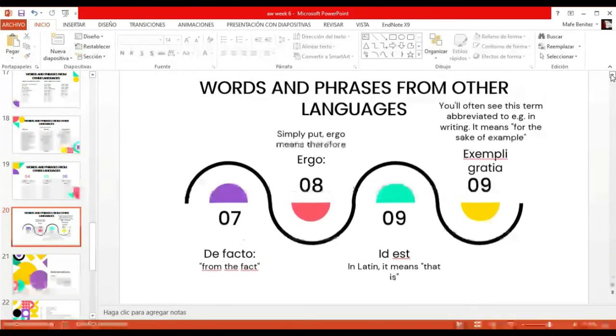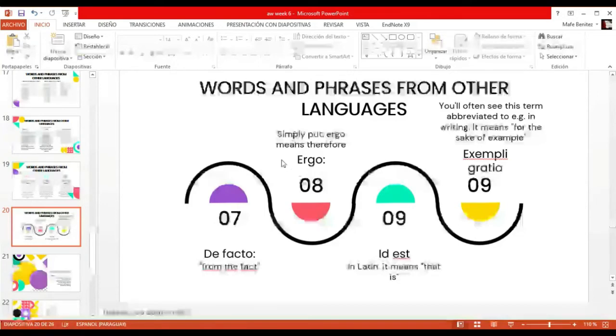Now, we've got words and phrases from another language. A few more examples. De facto, from the fact. Ergo, simply put, ergo means therefore. So instead of using therefore, this is your extra point, people, you can use ergo. Id est, in Latin, means that is.